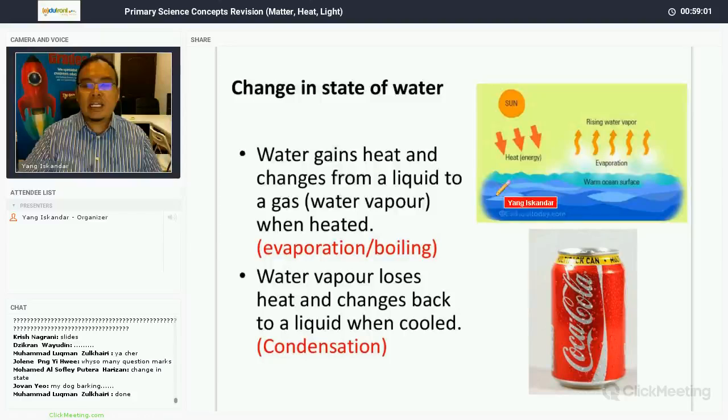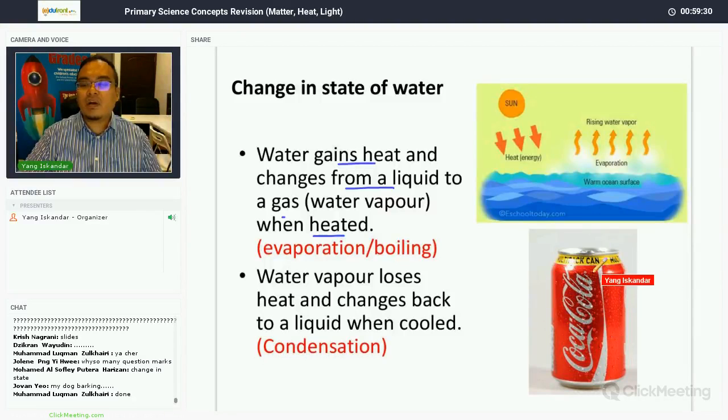Now let's take a look at another example. Water gains heat and changes from a liquid to a gas when heated. You can see this example here. The heat from the sun will heat up the ocean or the sea, and it will evaporate. So there's a change of state from a liquid to a gas in the process called evaporation. Likewise, water vapor loses heat and changes back to liquid when cooled, in the process called condensation.